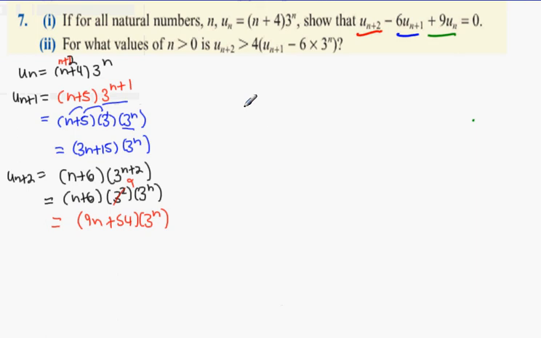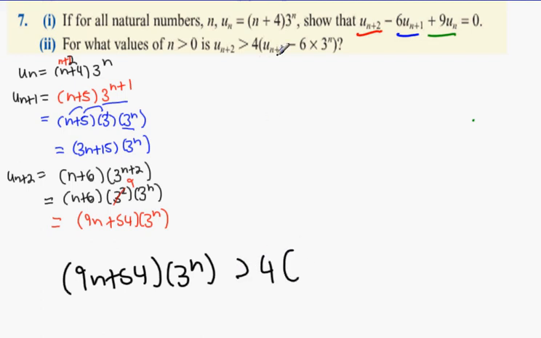Now, what's going to happen is we're going to put in u to the n plus 2, and we know that's 9n plus 54 to the power of 3n. Okay, the next one is it's greater than 4 multiplied by u to the n plus 1. U to the n plus 1 is 3n plus 15 u to the n, or 3 to the n.